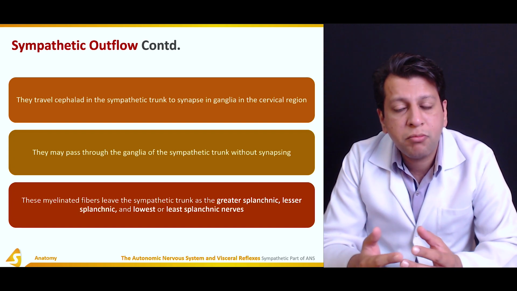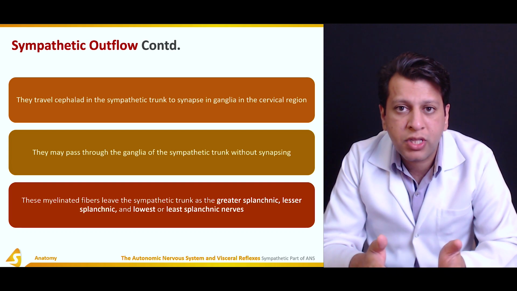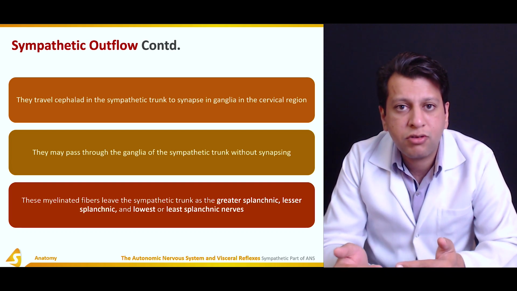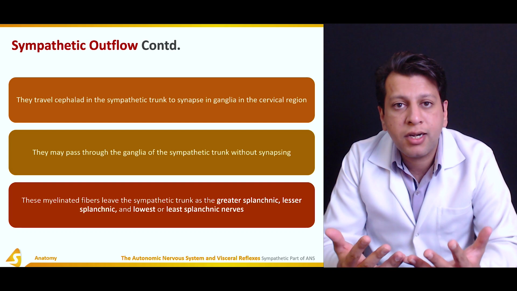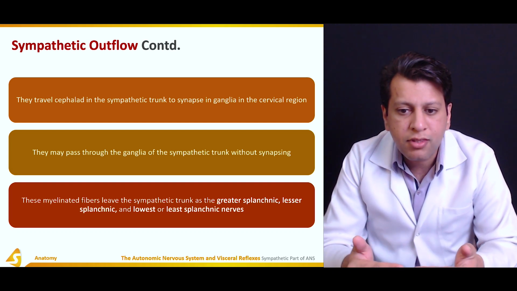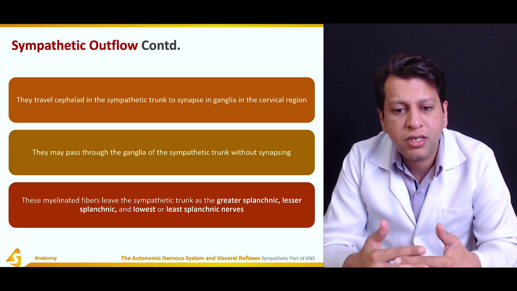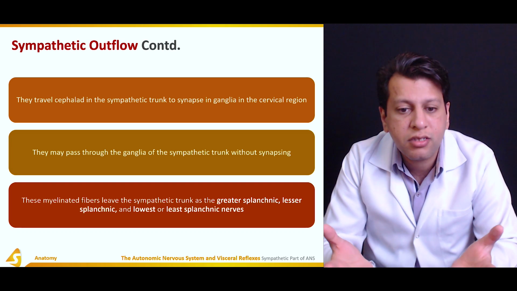Now, all those fibers which are not synapsing in the paravertebral ganglia in the sympathetic trunk leave it and form three types of sympathetic outflow called splanchnic plexuses. They are divided into the greater splanchnic nerve, then the lowest or least splanchnic nerve, and the middle or lesser splanchnic nerves.